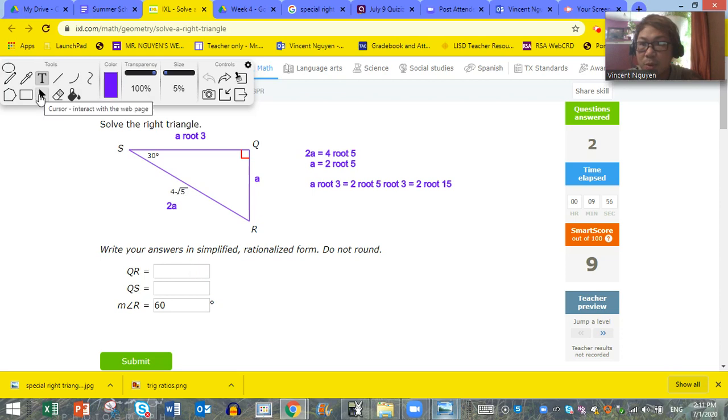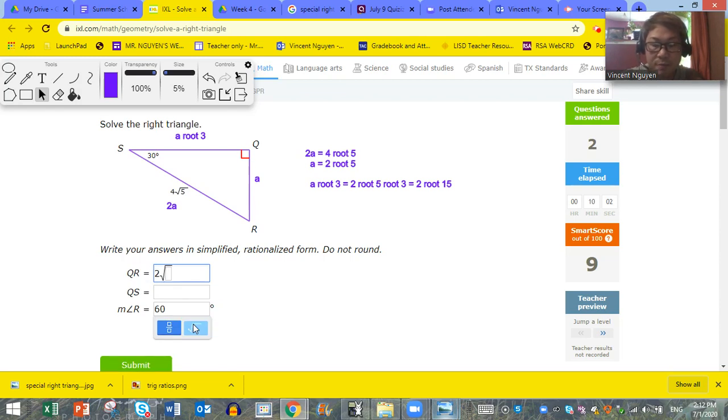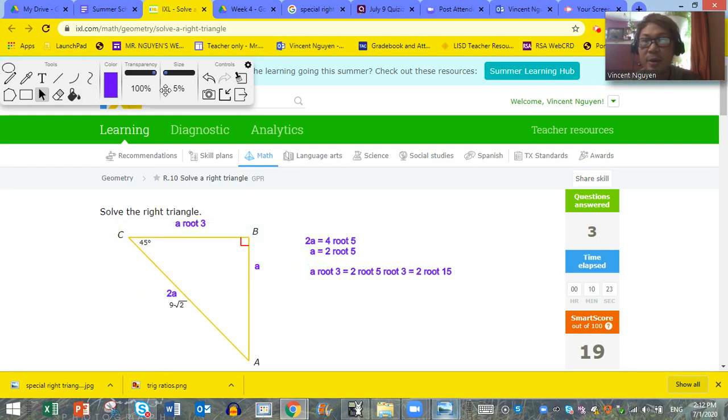So I'm going to type in 2 root 5 here. And then the long leg QS is going to be 2 root 15. All right, so 2 root 15. It's just a matter of substituting in the A once you've found it. So hit submit. Okay, let's delete what we just did.